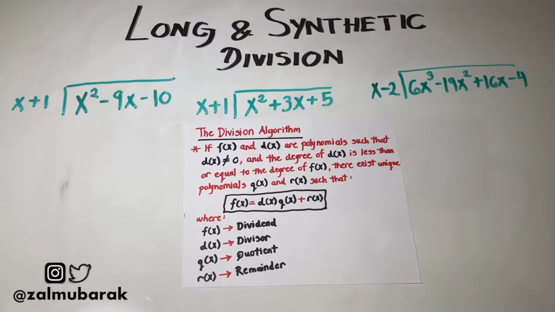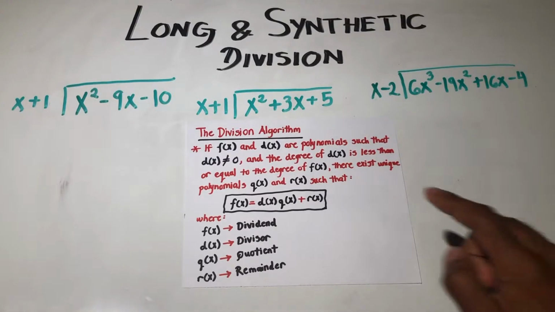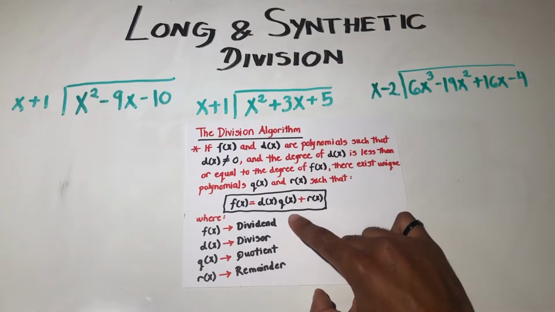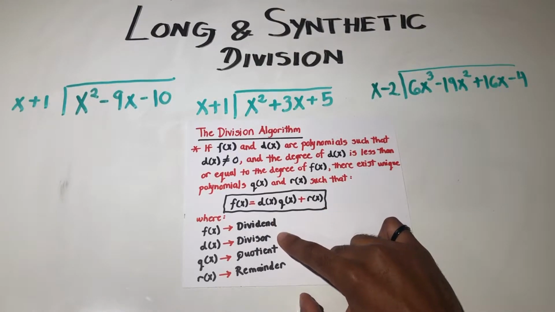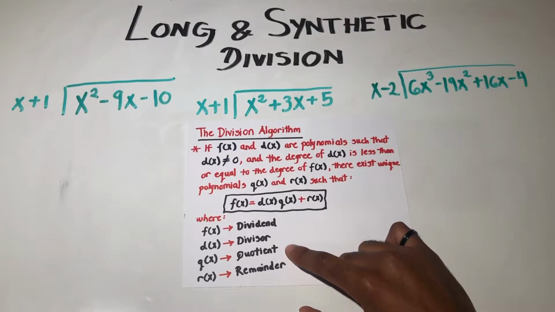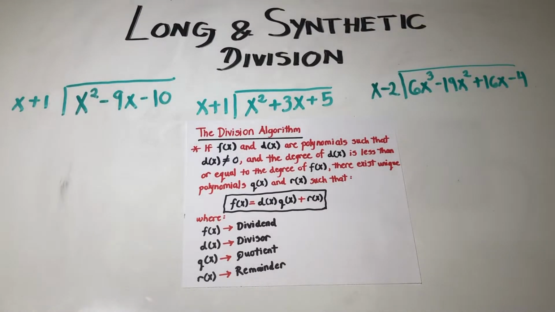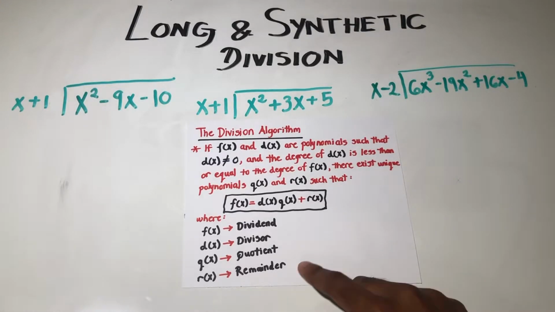Now, in front of us, we have the division algorithm, and it states that if f of x and d of x are polynomials such that d of x is not equal to 0, and the degree of d of x is less than or equal to the degree of f of x, then there exist unique polynomials q of x and r of x such that f of x is equal to d of x times q of x plus r of x, where f of x is the dividend, d of x is the divisor, q of x is the quotient, and r of x is the remainder. Sometimes when you divide polynomials, you're left with a remainder, and this is what it stands for.